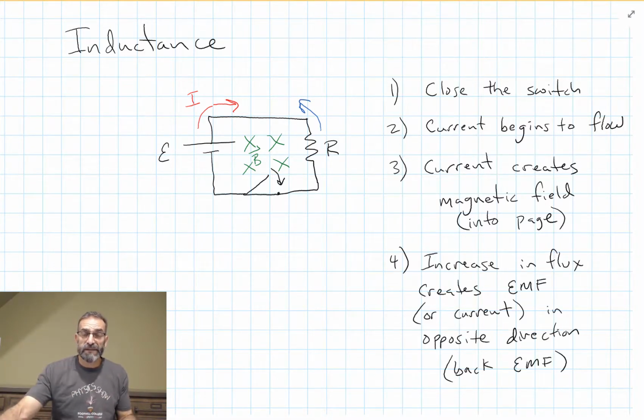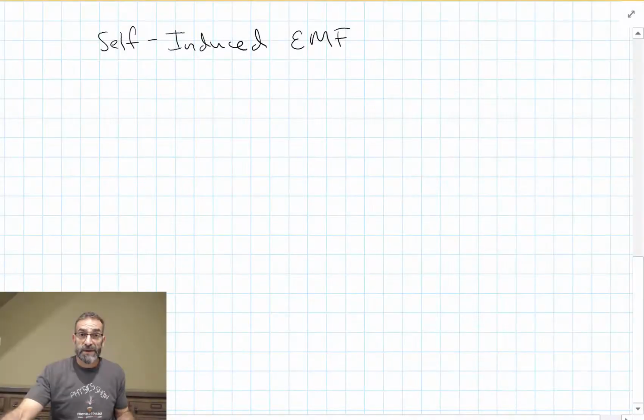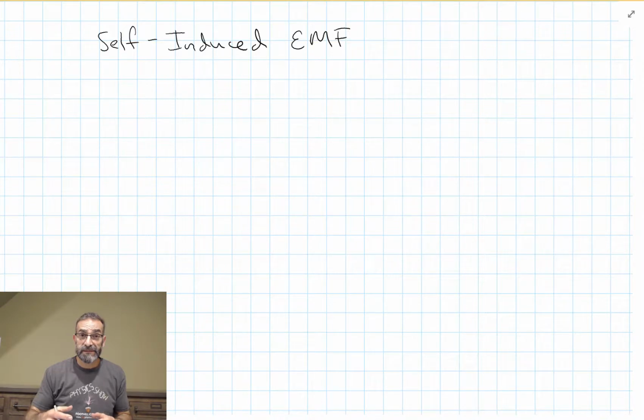Another term we have for this back EMF is self-induction. Self-induction because the circuit itself is creating this. So this is an electromagnetic induction effect, but it's created by the circuit itself. So we say it's self-induced EMF or self-induction. The electromagnetic induction that creates this back EMF is created by the circuit itself.